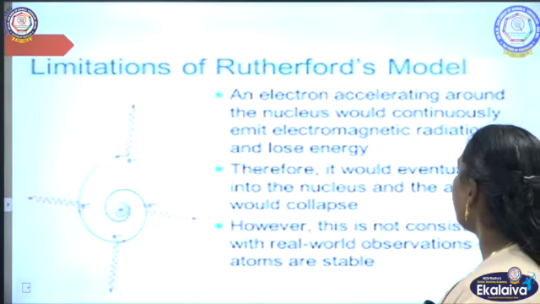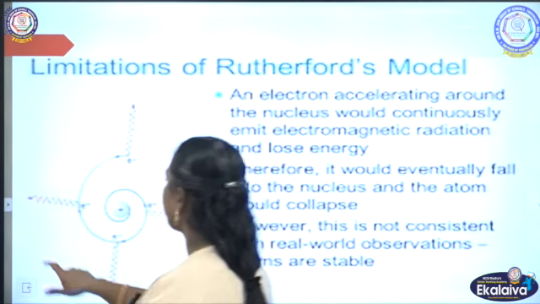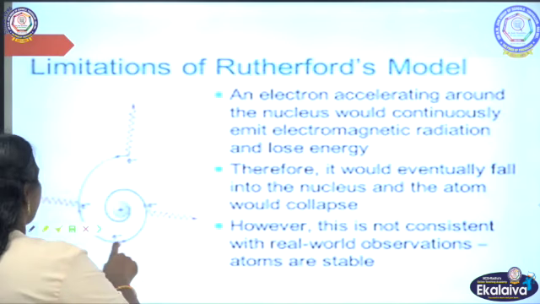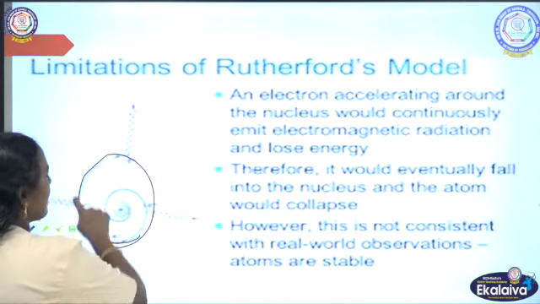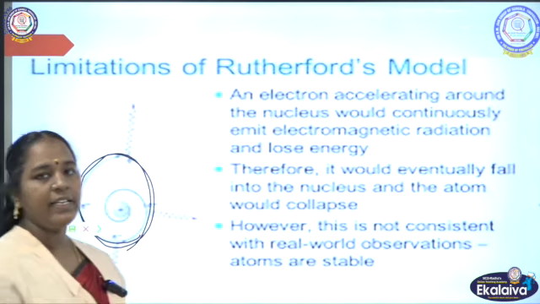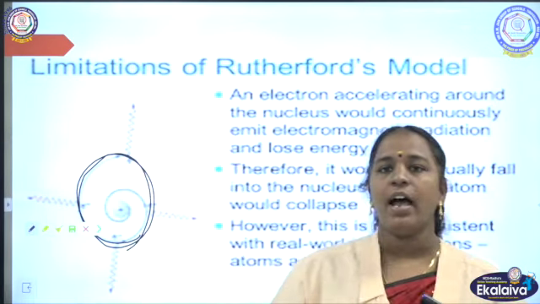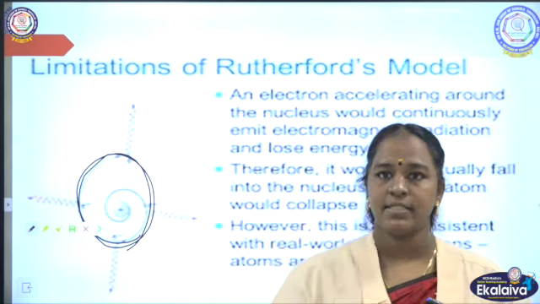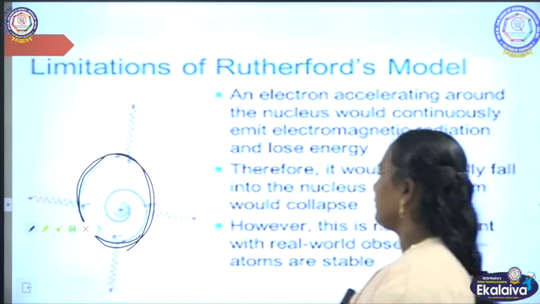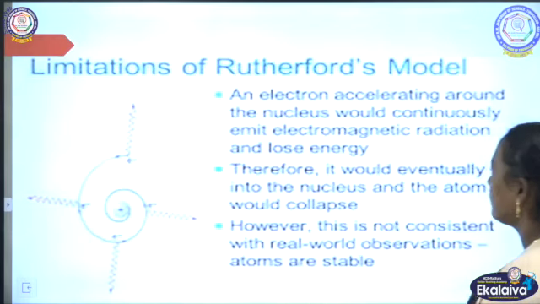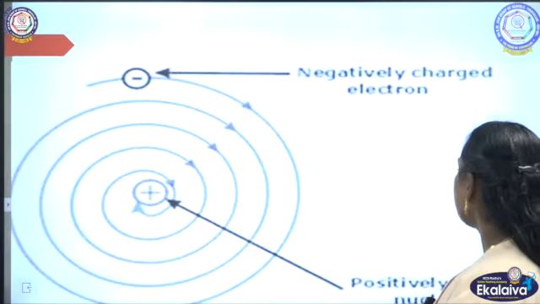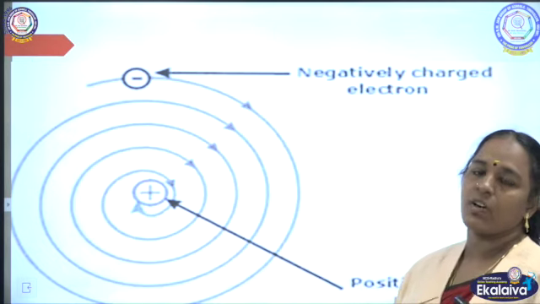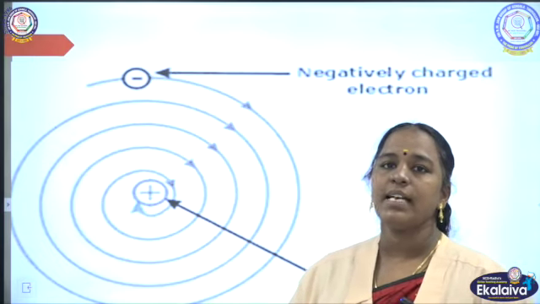An electron is accelerating around the nucleus. So around the nucleus the electron is oscillating, and when it accelerates, it automatically loses energy and falls into the nucleus. So the atom would become unstable, but we know the atom is stable. The nucleus is positively charged and the electron has a negative charge.